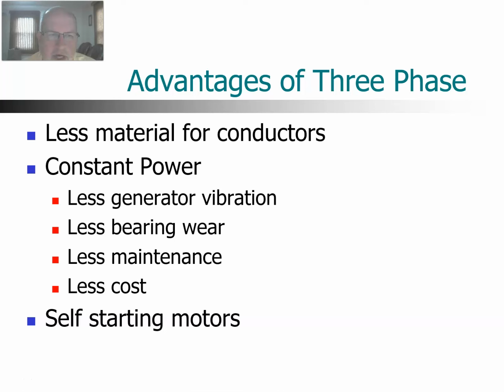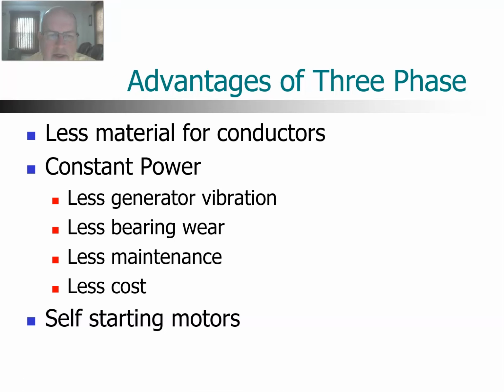Well, first of all, that constant power means you have less wear and tear on the generator. Therefore, there's less wear on the bearings and less maintenance, and therefore lower cost. The earlier issue we had with the currents that cancel out means that we don't have to have a separate conductor for the neutral. So we're using less material for the conductors to send the energy from the generator to wherever you're using it.